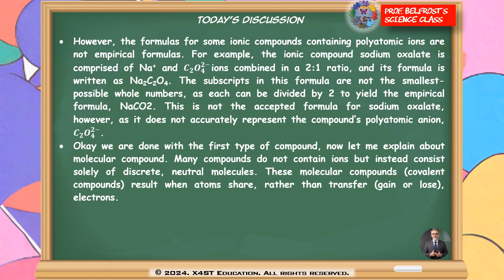Now let's explain molecular compounds. Many compounds don't contain ions but instead consist solely of discrete neutral molecules. These molecular compounds, or covalent compounds, result when atoms share electrons rather than transfer them, gaining or losing electrons.